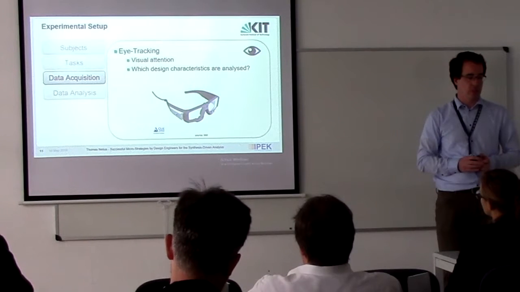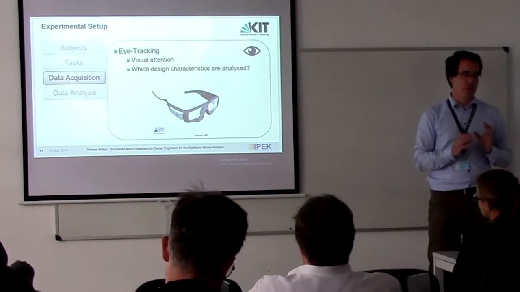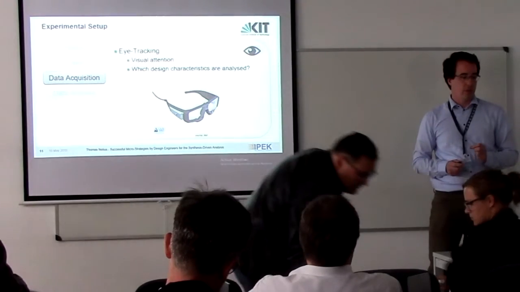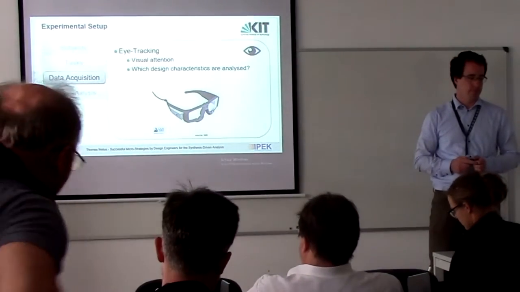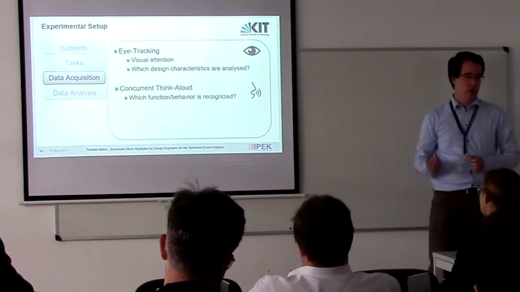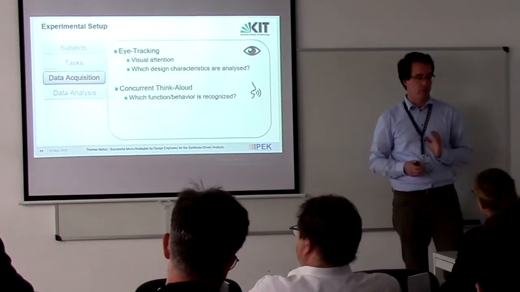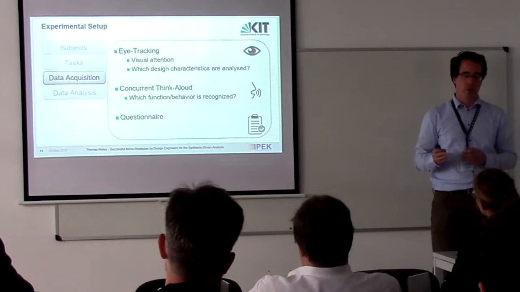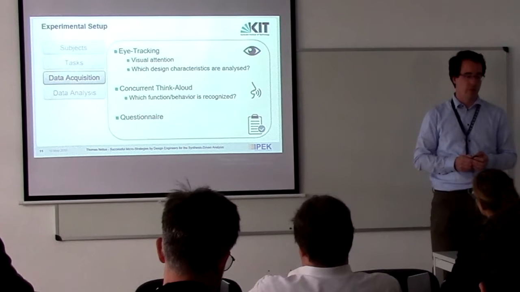For methods of data acquisition, we used an SMI eye-tracking glasses to record the visual attention of the design engineers. And therefore we could analyze which design characteristics are being looked at and analyzed. And simultaneously we asked the participants to think aloud. So out of this information we could extract which function or which behavior is recognized by the participants. And in the end we had a questionnaire so that we could compare the analysis success of the different participants.